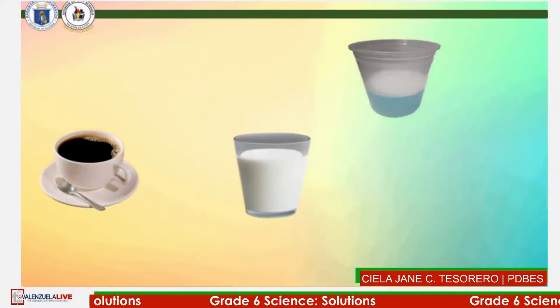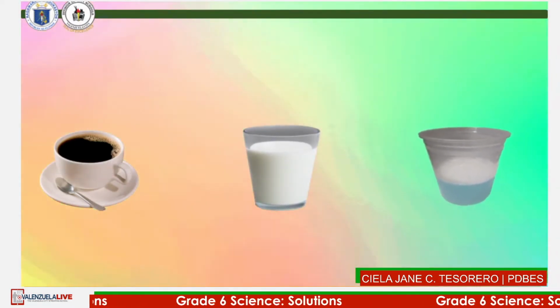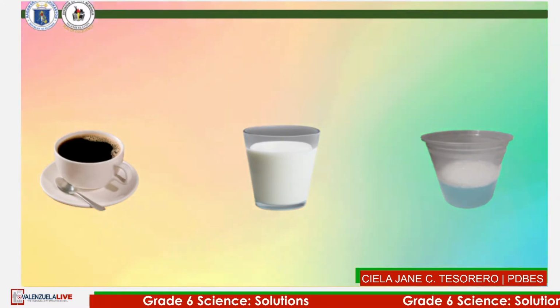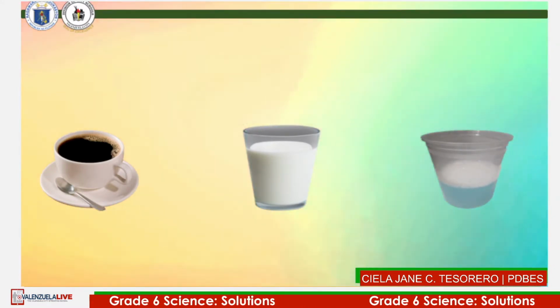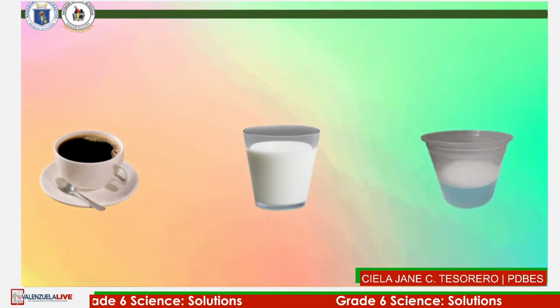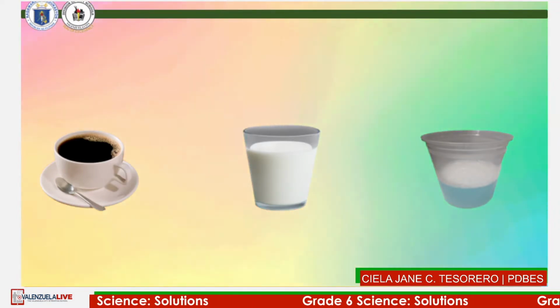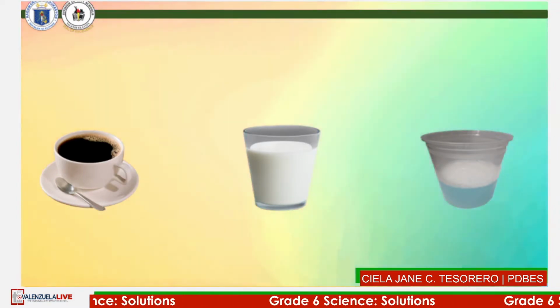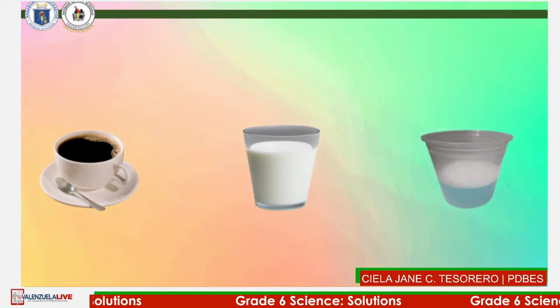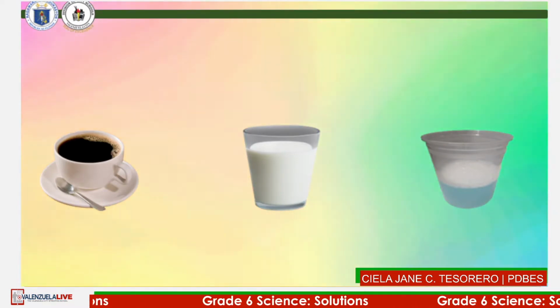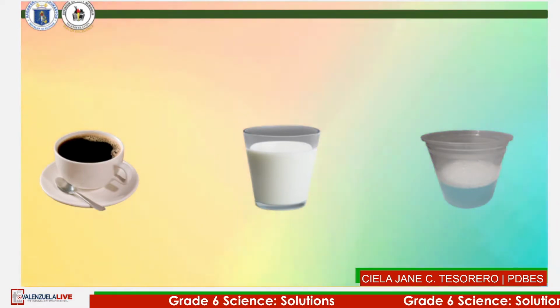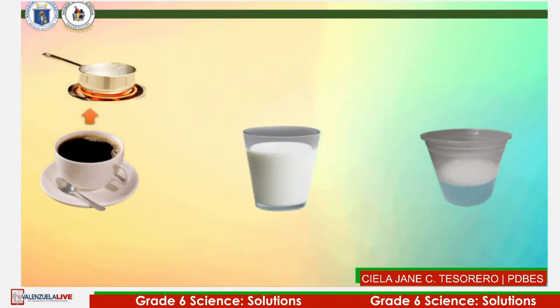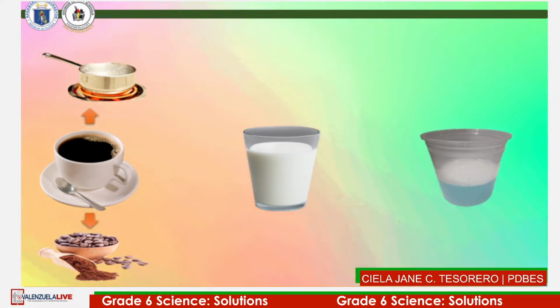So we are now left with these three mixtures. What is common among these mixtures? Let us identify the substances being combined to form these mixtures. First one is the brewed coffee. What are the substances added together to form this? You're right. We have hot water and coffee granules.